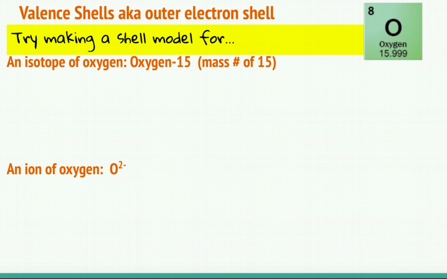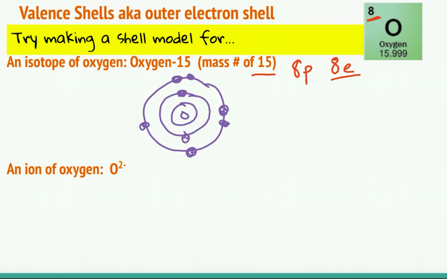Okay? So in terms of drawing a shell model for an isotope versus an ion, these are slightly different because remember, the shell model is based on the number of electrons. So for this isotope of oxygen, which has a mass number of 15, my shell model is going to look exactly the same as a normal shell model for oxygen, meaning that it's got 8 protons, and so if it has 8 protons and it's neutral, it should also have 8 electrons. And I'm going to end up with a shell model that looks almost exactly like the other atom that we drew on the last slide.